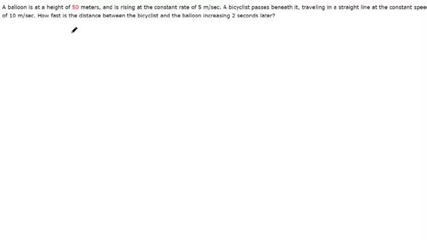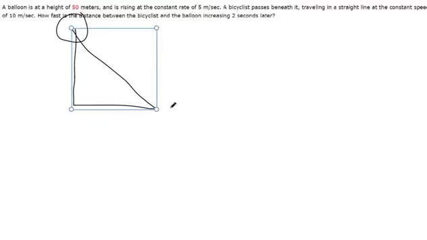Okay, so you probably read the question already. Here's a drawing of what's going on. Here's where the balloon is. Here's where the bicyclist is after some point in time. Okay, so the balloon is up here. The bike's over here. There's three variables that are going to relate to each other.